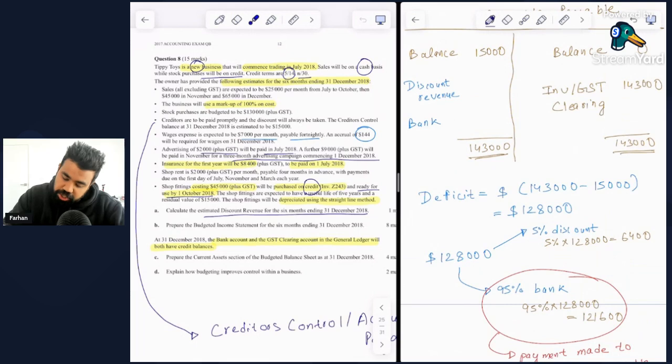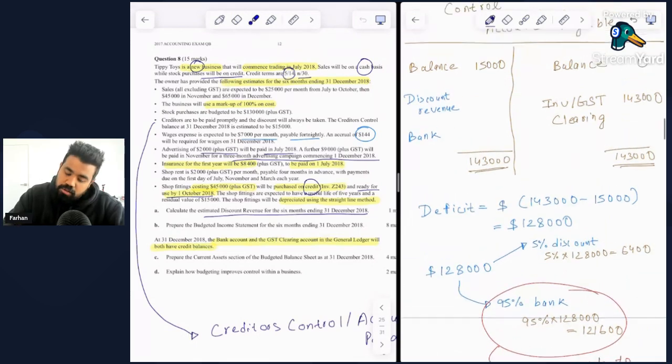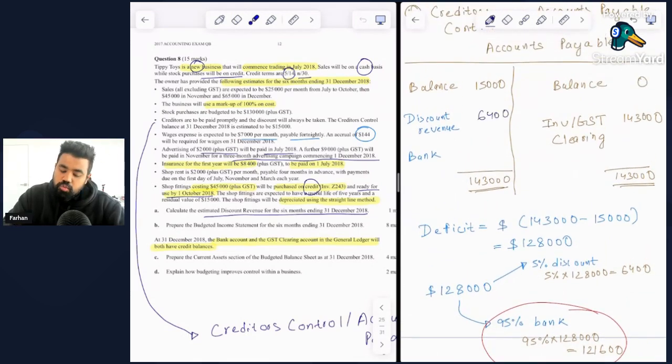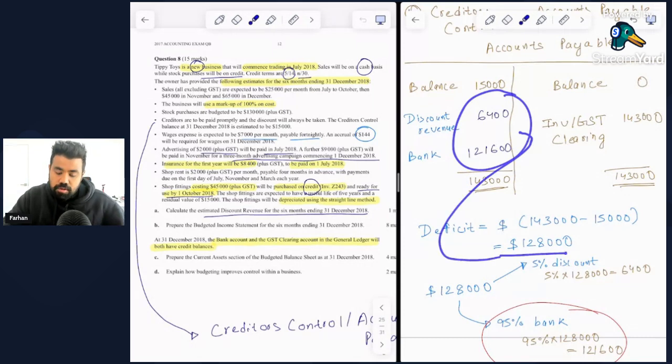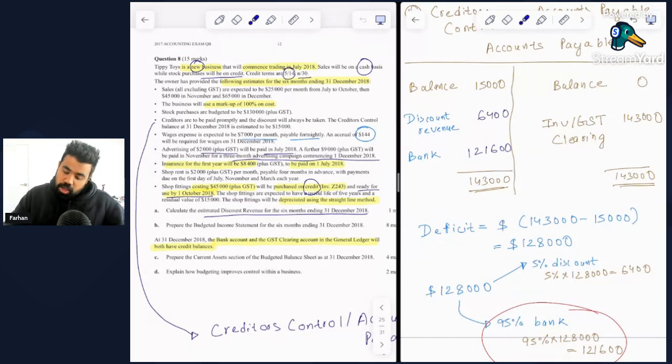So let's just finish this ledger account that we have constructed. So discount revenue is $6,400, which was calculated by multiplying 5% on $128,000. And then the remaining 95% is the payment that we're making to our accounts payable, which was $121,600. And both of these combined give us $128,000. Okay. So we'll need all this information when we answer the questions, so we'll come back to all these workings eventually when we prepare the financial statements.